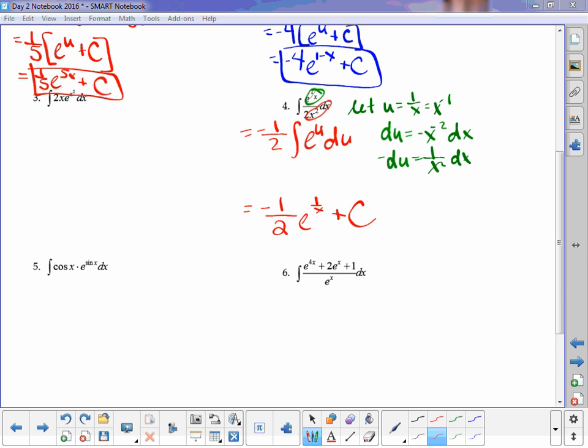Give number 6 a try. Talk with your shoulder partner on this one. What can we do for that?